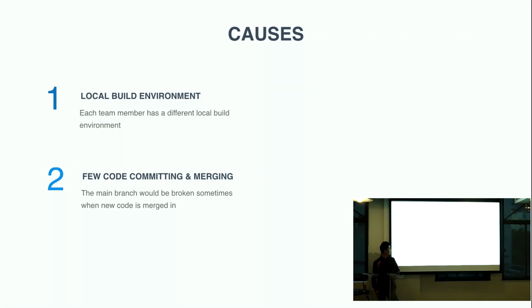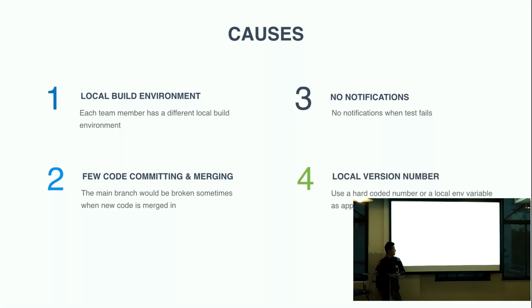Failed code committing. Sometimes if new code is merged into the main development branch, it may break the existing code. No notifications: if some test fails, you don't know that. You just push it to the Git repo. And the local version number, that's what I said.